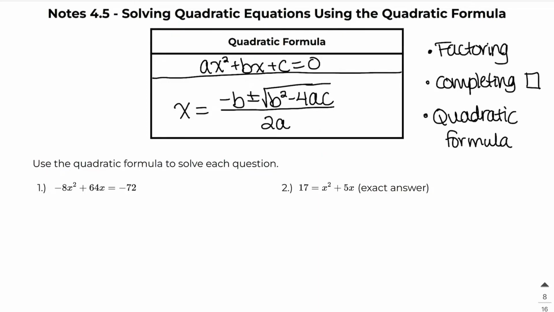Here's a little song to help you remember this formula right here. And it goes to the tune of Pop Goes the Weasel.